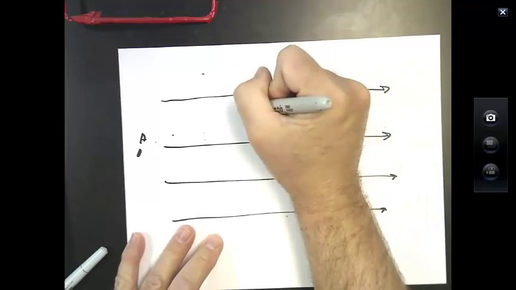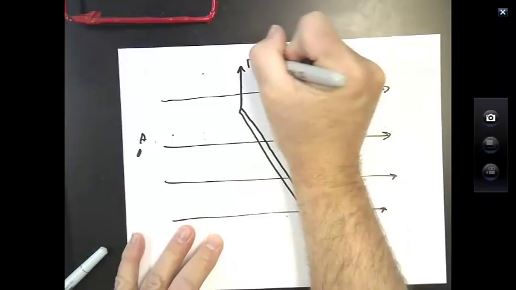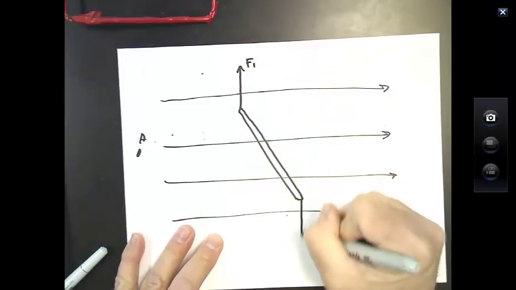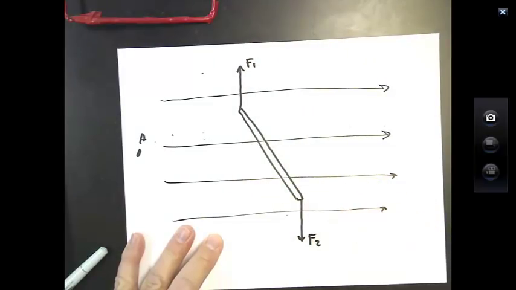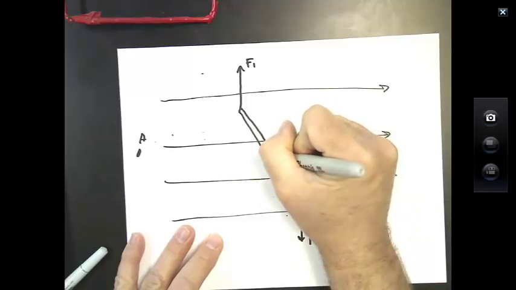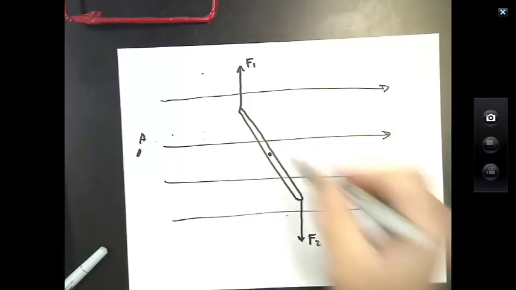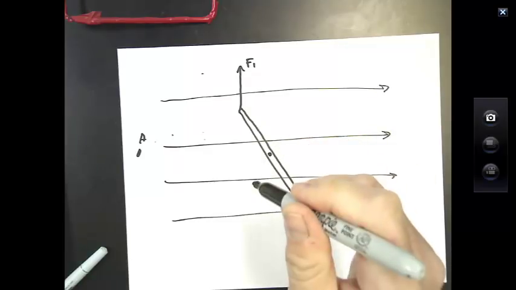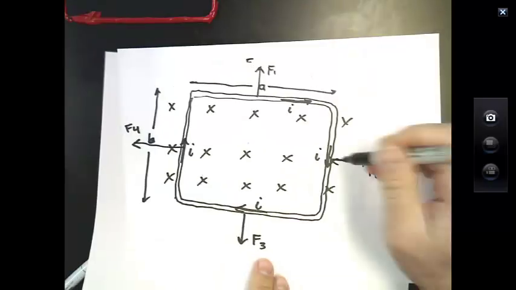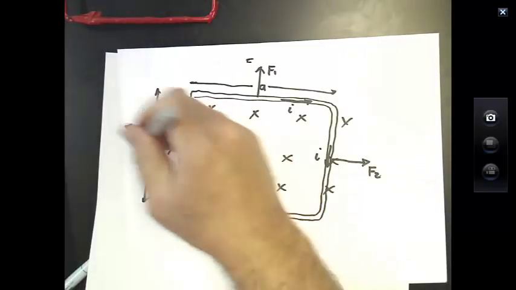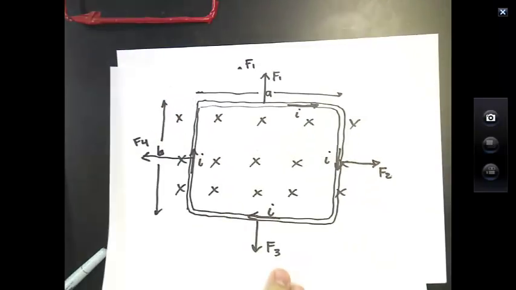The force F1 points this way. The force F2 now points this way. And I'm going to pivot this loop at the center. Now, of course, there's a force coming out of the page. That's this guy. There's a force going into the page. That's this guy, but they balance out.